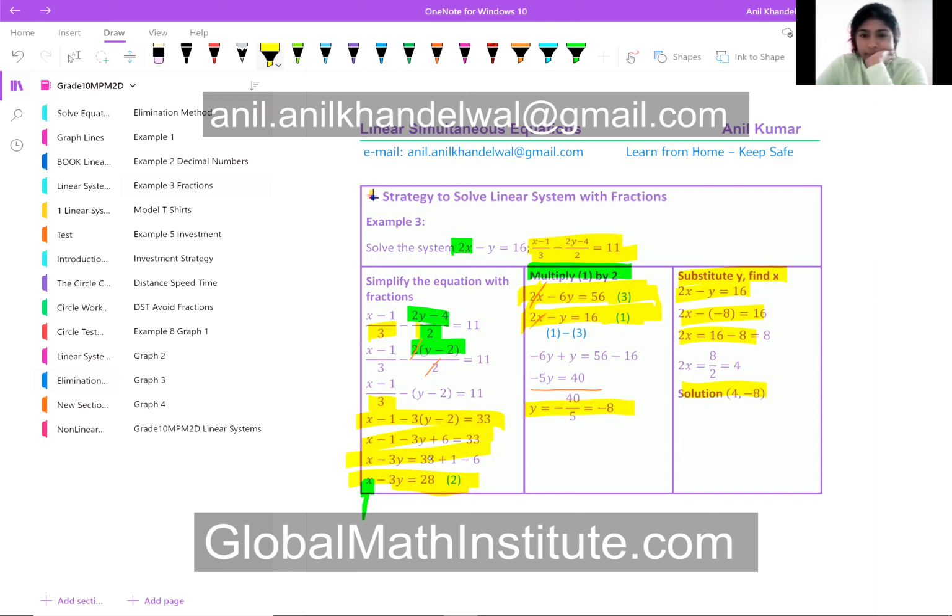Correct? So if you want to verify, you can verify the result. It is not a must, but if you have time, then it is not a bad idea either. Is that clear to you?